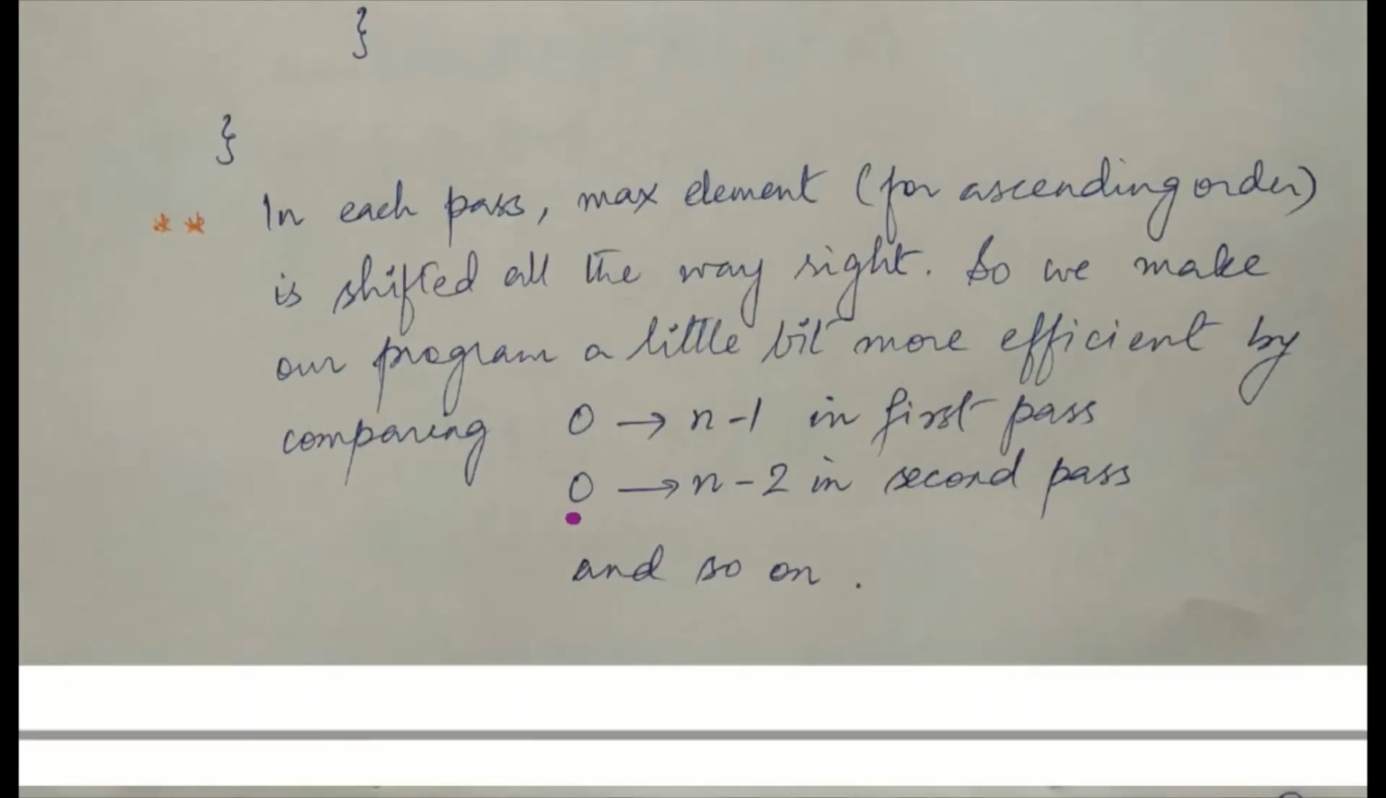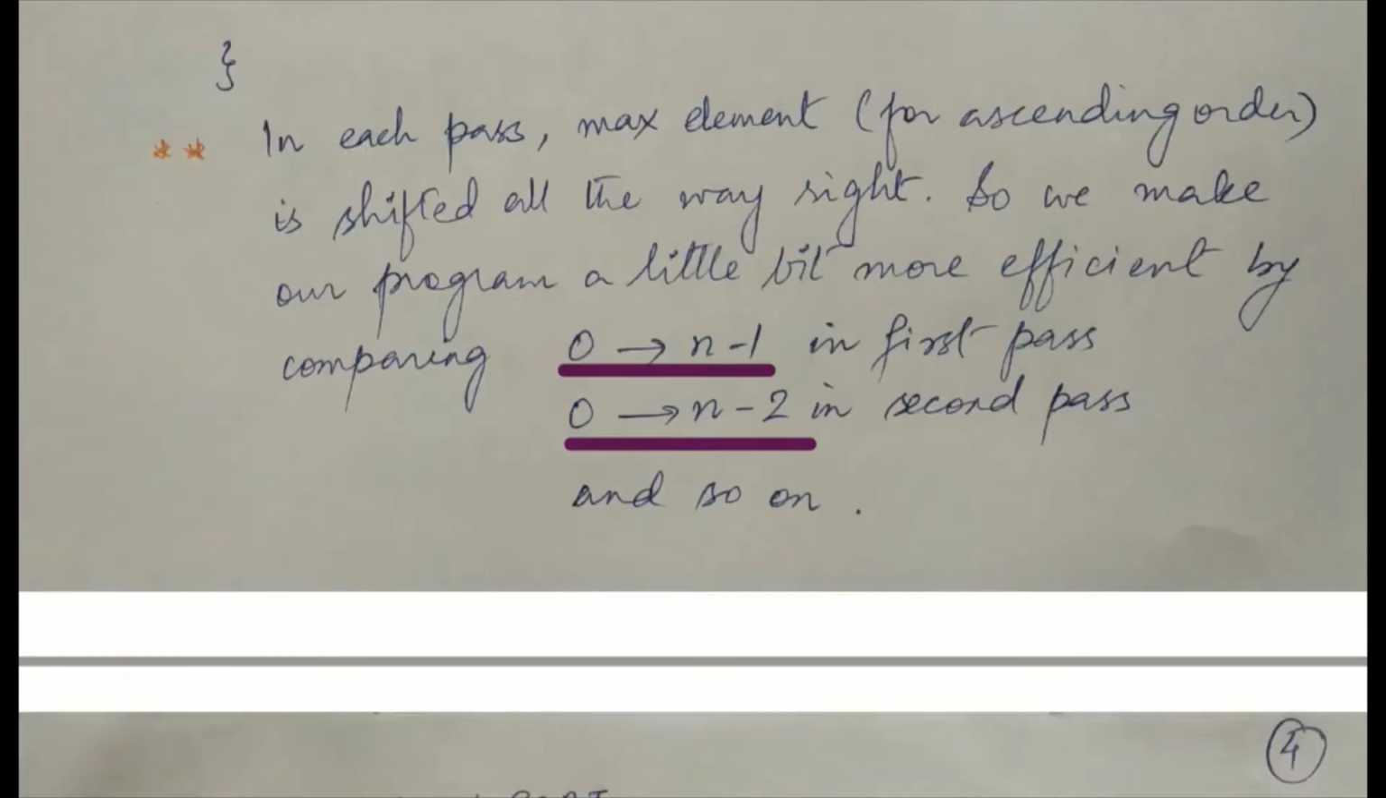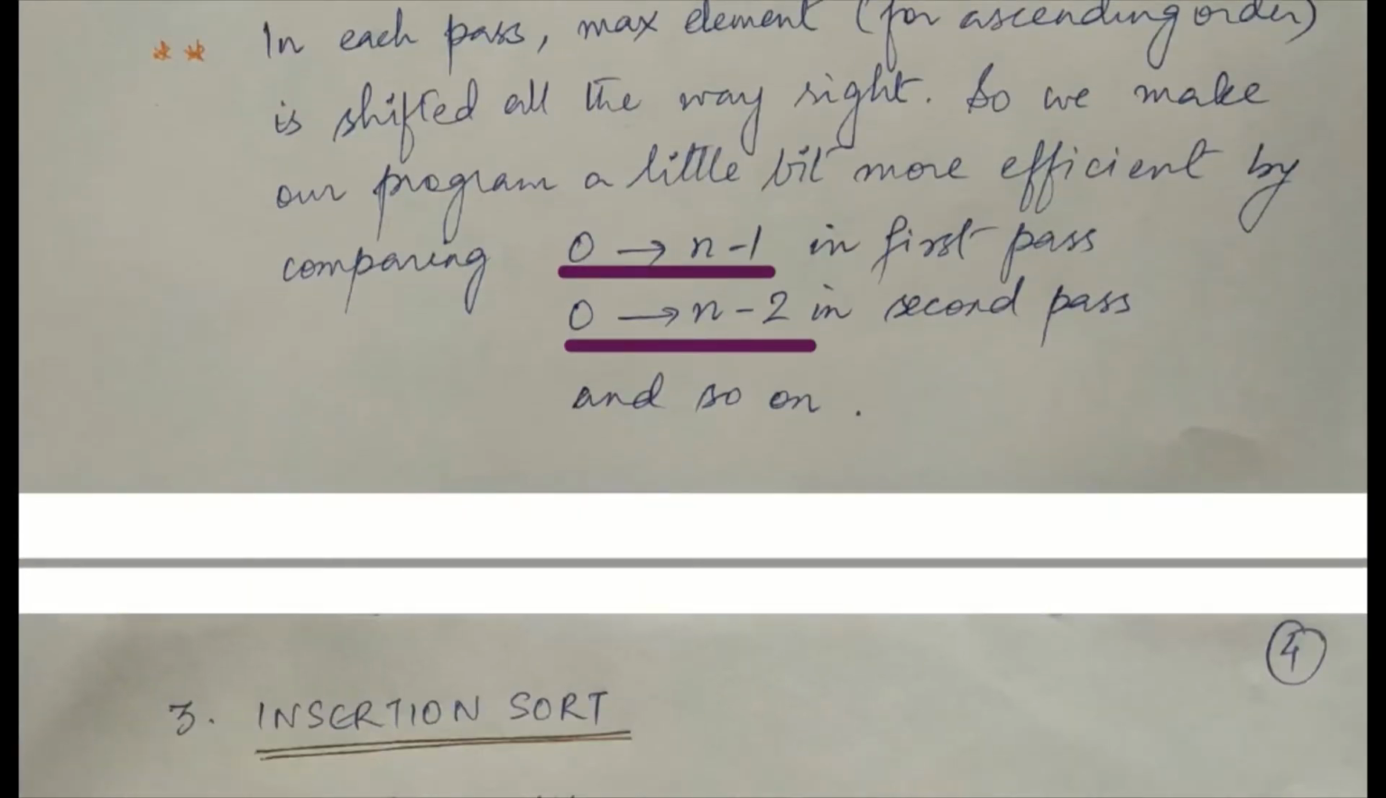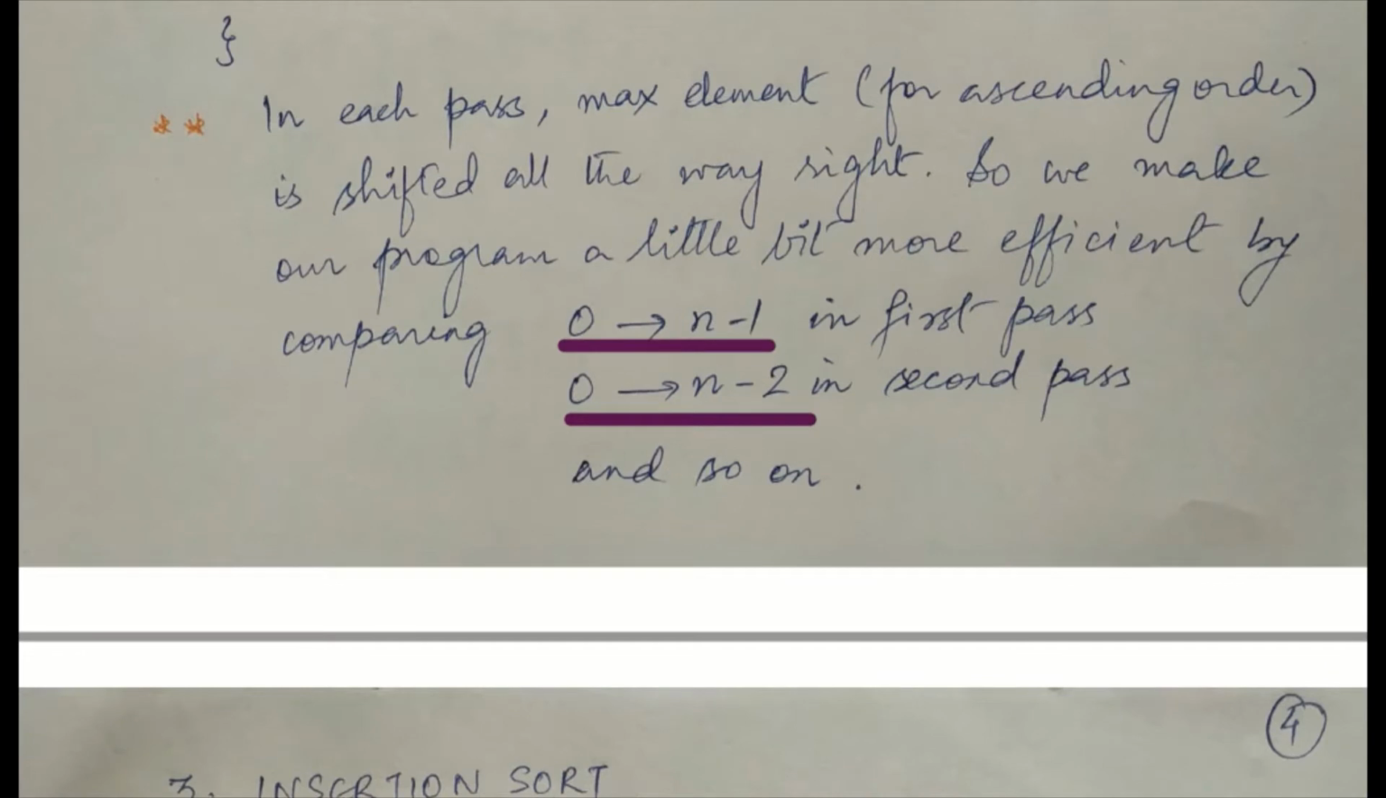So this is what I was telling you. This is the improvisation. I don't need to go from 0 to n minus 1 in every round. I know the maximum element is shifted towards the end in every round, so I can cut down on my comparisons in case of the inner loop. Okay, so this is your bubble sort.